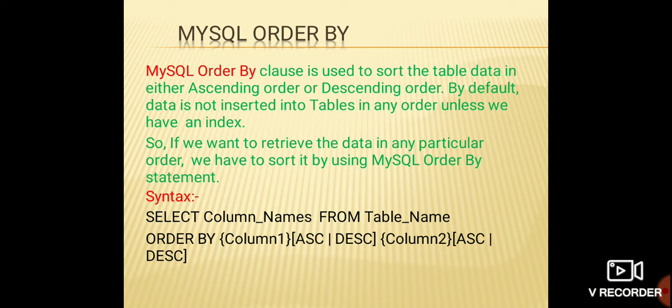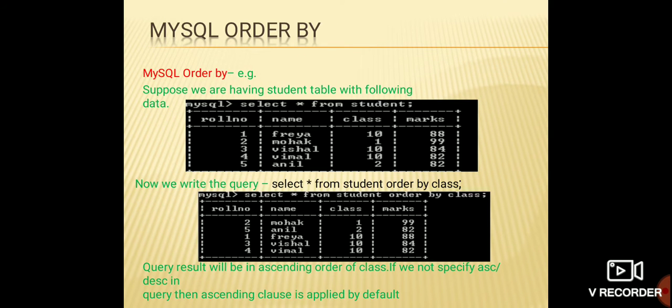Like, class is there, and you want to arrange it according to marks also. Class you want, and according to marks also you want it arranged. So there you will write class ascending, then marks ascending, or class descending, marks ascending. According to that you can apply it. Next, you can see the example here. First example: select asterisk from student has been written, with roll number, name, class, marks, all things you can see here.